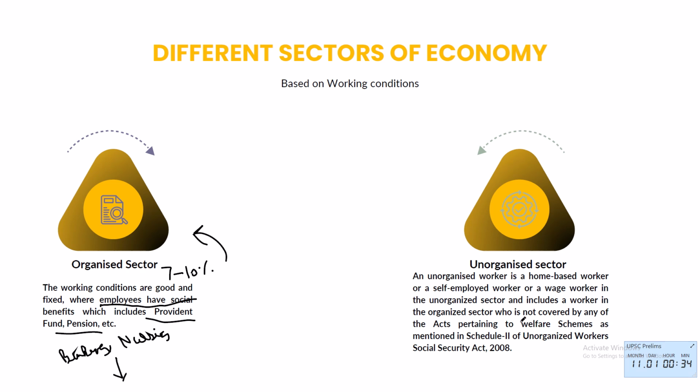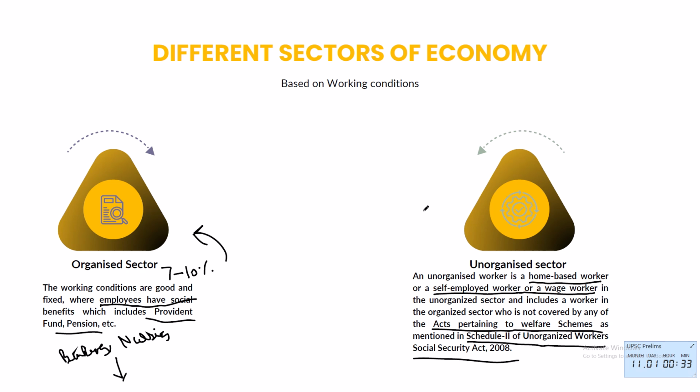Coming on to the unorganized sector, it's a home-based worker or self-employed worker or wage worker in the unorganized sector. It includes a worker in the organized sector who is not covered by any of the acts pertaining to the welfare schemes as mentioned under Schedule 2 of the Unorganized Workers Social Security Act of 2008. See, there is no legal or union protection, and a lack of income and employment is possible.